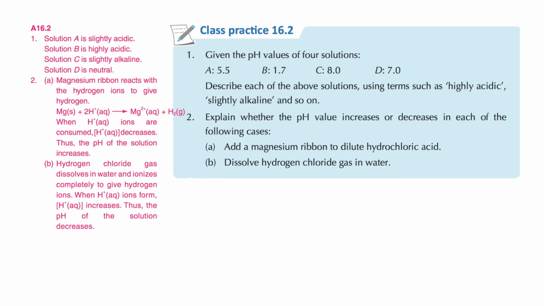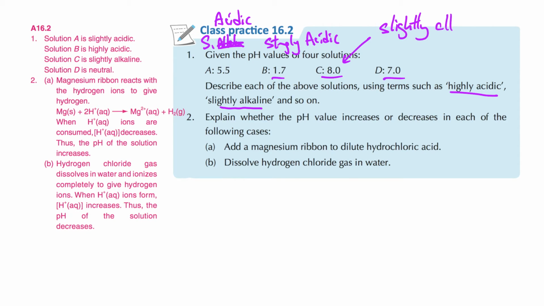Given the pH values of 4 solutions, describe each of them using the terms highly acidic, slightly alkaline. Remember, closer to pH value 7 is slightly. So this one is slightly alkaline. And then pH 1 is strongly acidic. Sorry, I made a mistake, this one should be acidic. And then C and D. C will be slightly alkaline. And then 7, we call this one neutral. Got it? I'll explain because this question is very important.